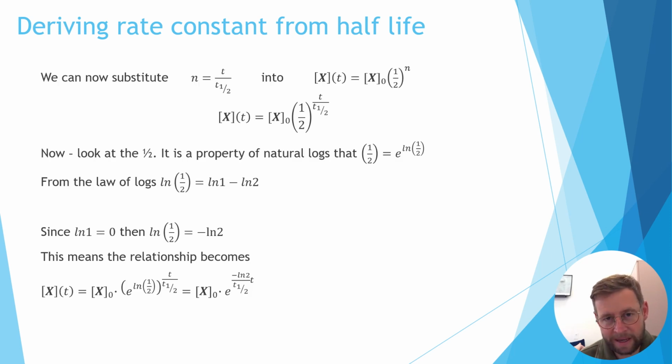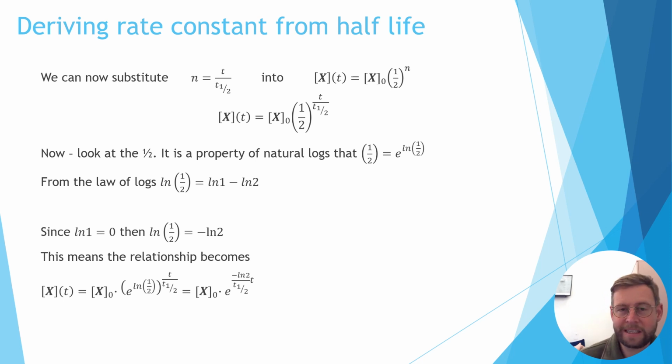So here's a quite complicated step. Now that we've substituted in t over t1/2 into where the n was, let's now turn our attention to the big half that's right in the middle of this formula. And we're going to use a property of natural logs that e to the power of ln anything is the same as anything, that a half is equal to e to the ln of a half, because e and ln undo each other. The natural log of e is itself.